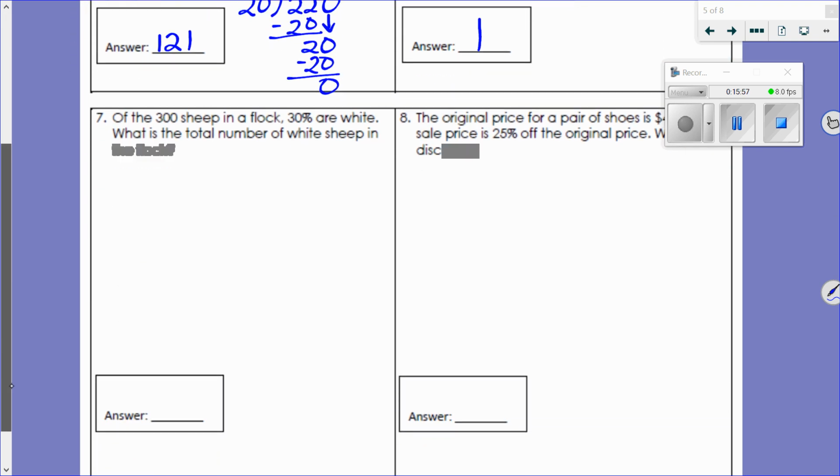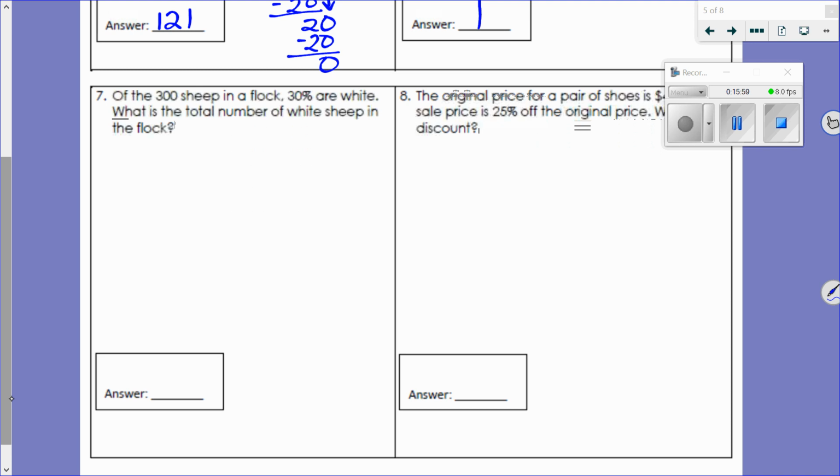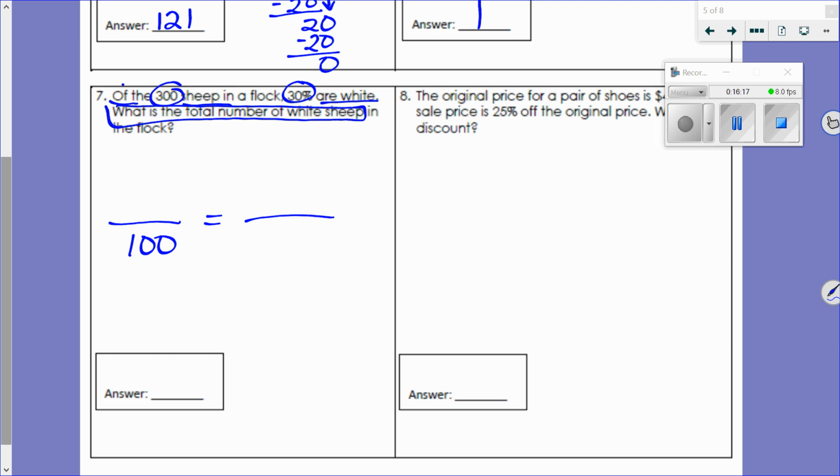Number 7. This one is a word problem, so you have to pay attention to what they tell you. Of the 300 sheep in the flock, 30% are white. What is the total number of white sheep in the flock? They did not set up your problem for you, so you needed to do that. What goes over my 100? 30. It has the percent sign. It always goes over the 100.